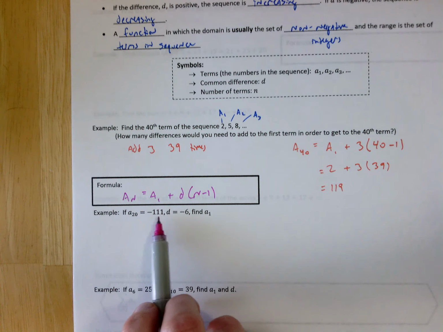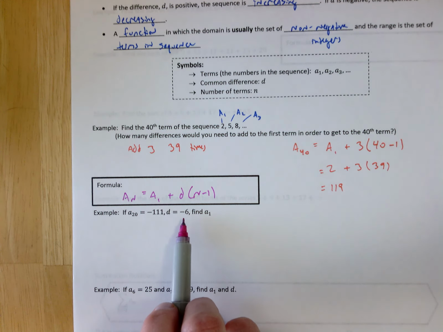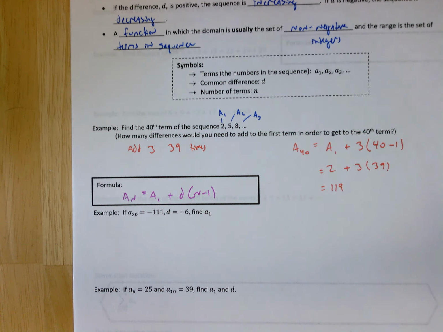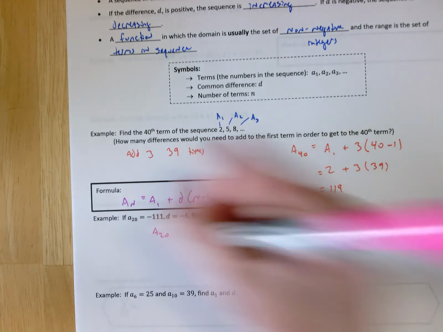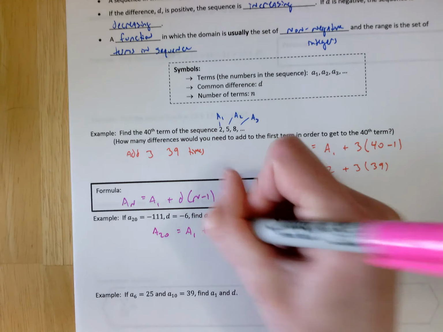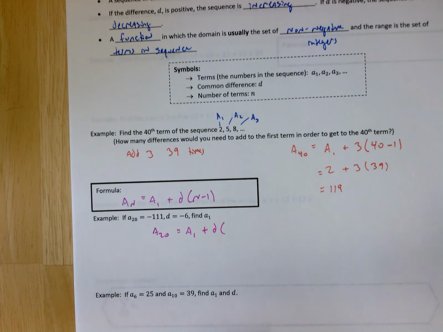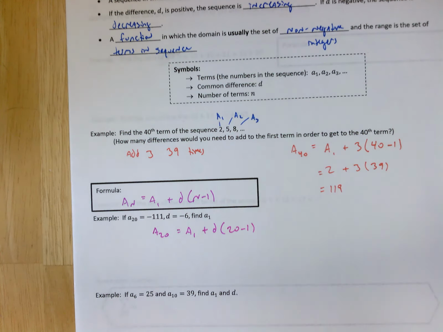We know the 20th term is negative 111. We know the common difference is negative 6, and we want to figure out what A1 is. So I'm going to build this formula. To get to A20 from A1, I have to add my common difference how many times? Well, it's the difference between these two. It would have to be 19 times. Then I'm going to add that common difference.